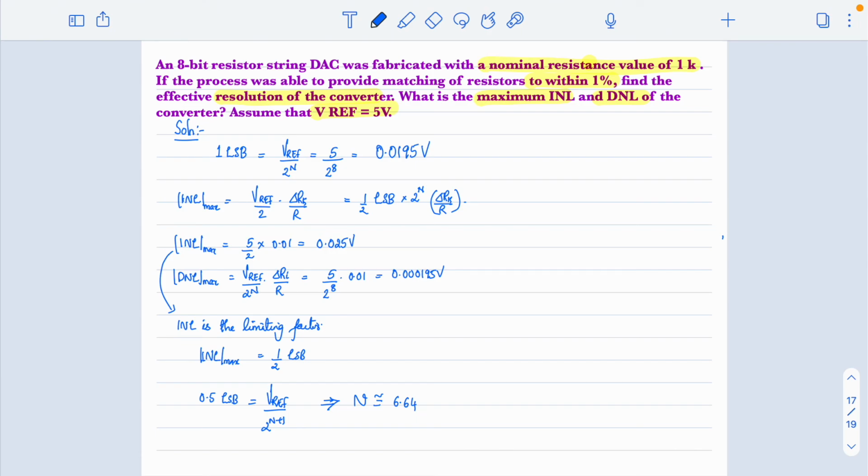So for today we'll wind up here, and this is all about the resistor string DAC. Next we will start with the next type of DAC, which is the R2R DAC. All right. If you have any questions based on the discussion we have done, please ask.